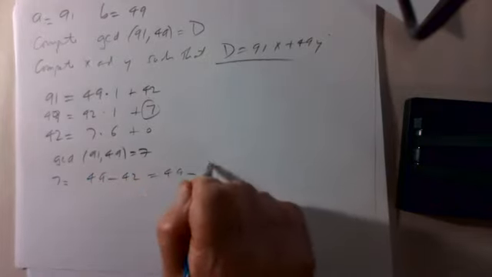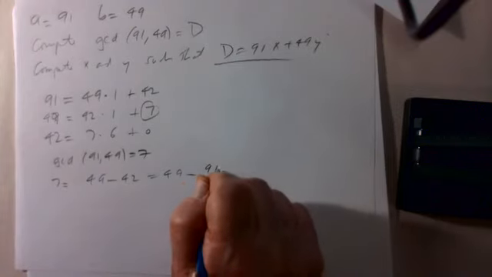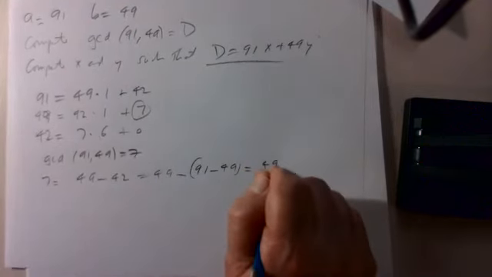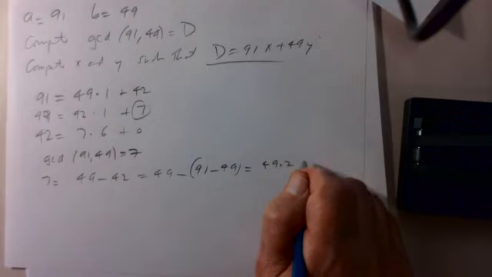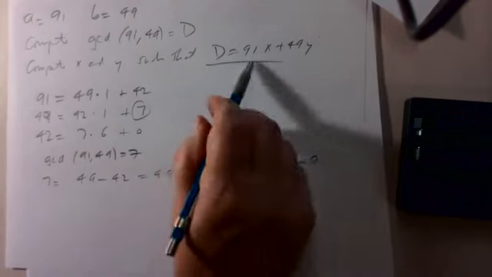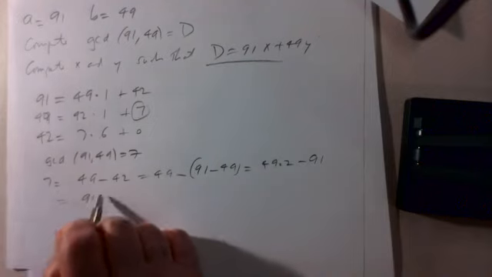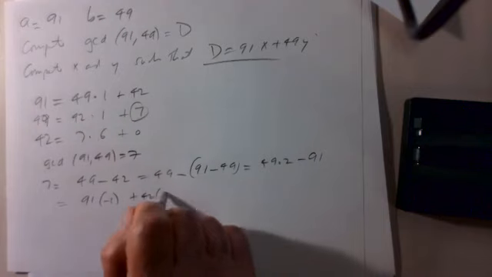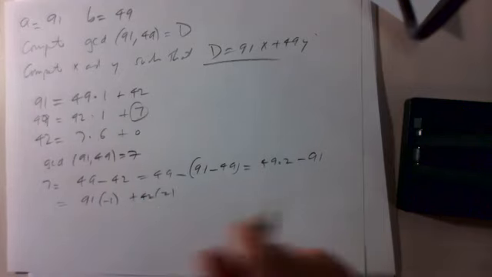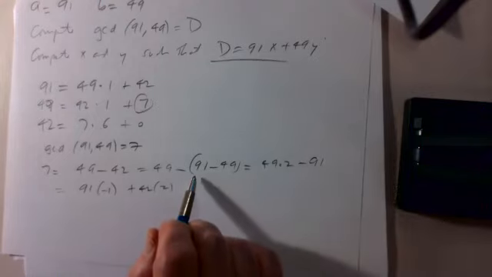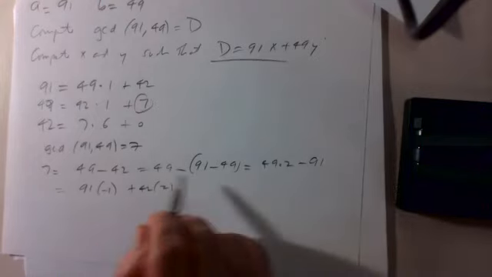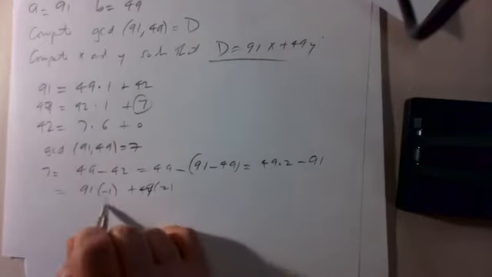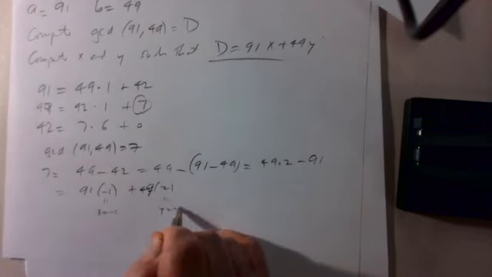And 42 is 91 minus 49. So this is 49 times 2 minus 91, or if you like in this form, this is 91 times minus 1 plus 49 times 2. That's correct. So x is equal to minus 1 and y is equal to 2.